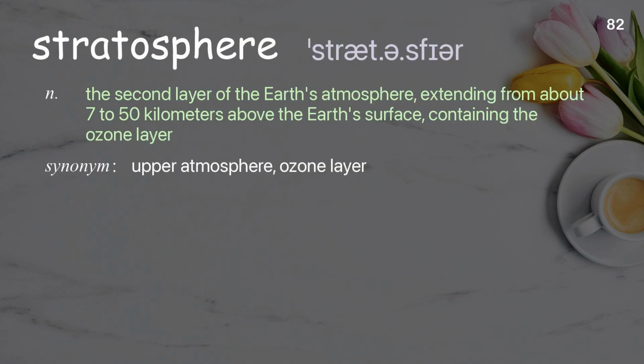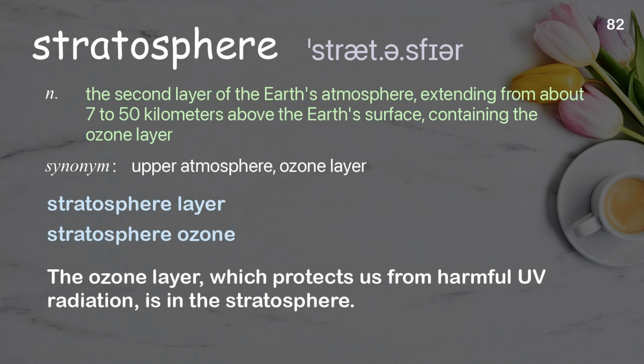Stratosphere. The second layer of the Earth's atmosphere, extending from about 7 to 50 kilometers above the Earth's surface, containing the ozone layer. Examples: stratosphere layer, stratosphere ozone. The ozone layer, which protects us from harmful UV radiation, is in the stratosphere.